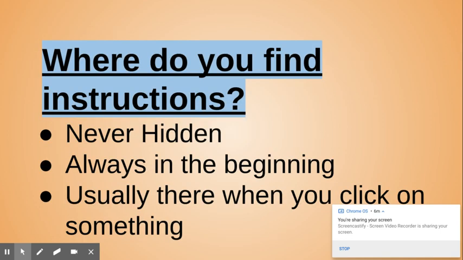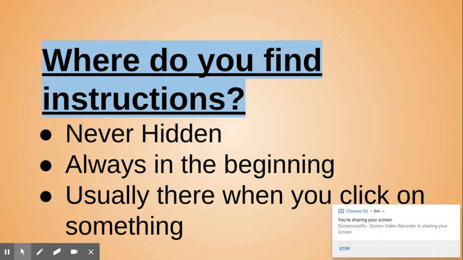So where do you find instructions? Instructions are never hidden. We're never going to ask you to go and look for the instructions. They are always in the beginning of your assignment. They're never ever going to be at the end. We wouldn't give you an assignment and then give you the instructions afterwards. We're going to give you the instructions and then you do the assignment. They're always in the beginning, and they're usually there when you click on something. So if you click on your assignment, the first thing that's going to pop up are your instructions.